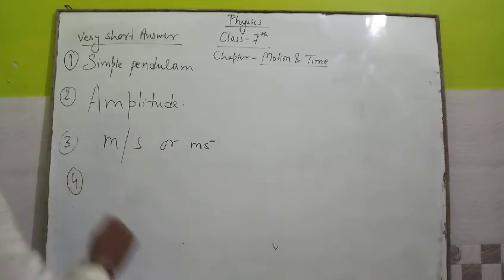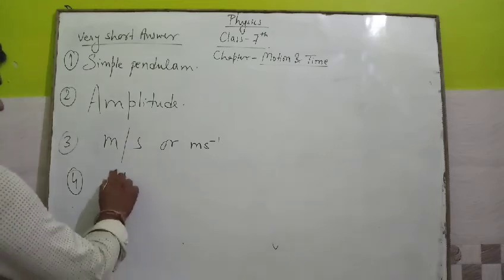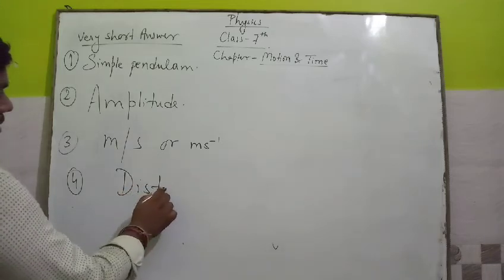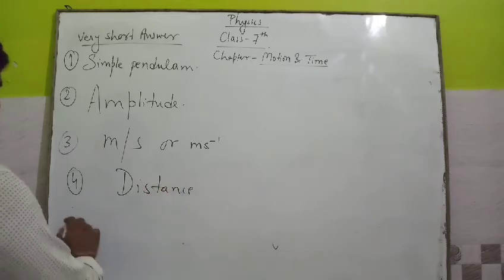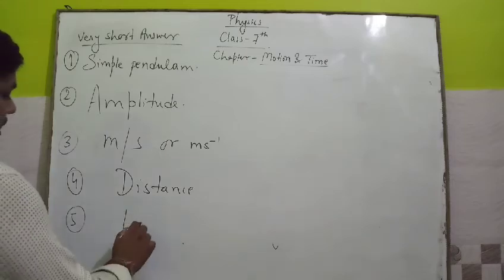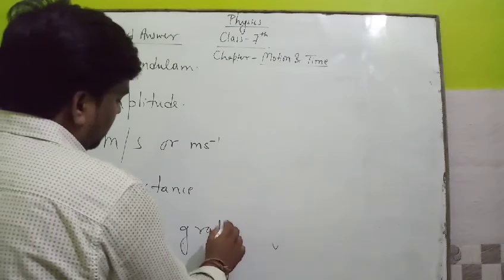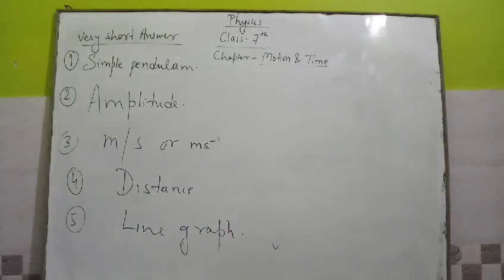Now four, which physical quantity is measured by odometer? That is what? That is distance. Distance is measured by odometer. And fifth, what is the graph drawn on this Cartesian axis called? That is line graph. That is what? That is line graph. Now these are your very short answers. Clear? So all of you noted?